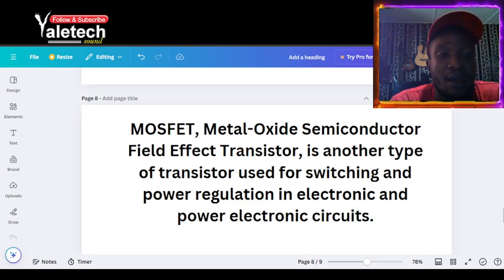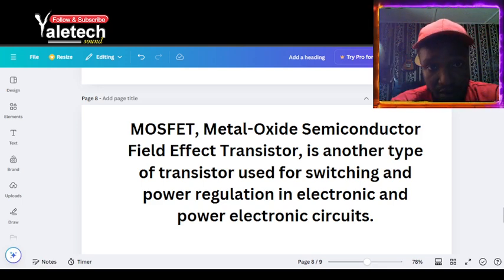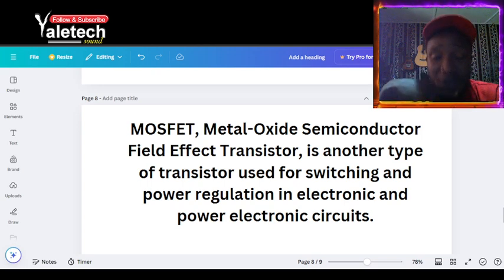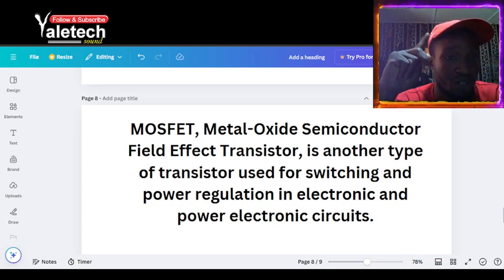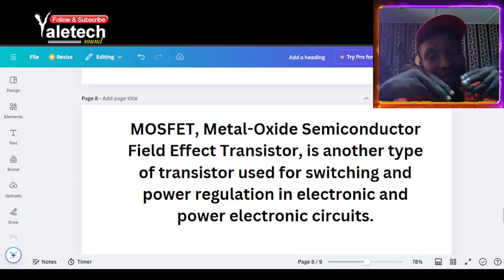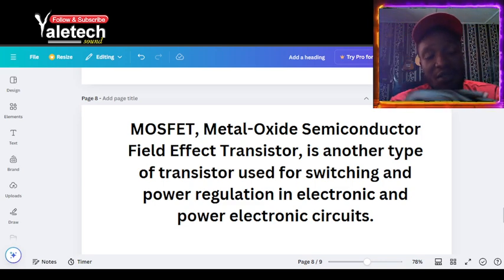Now with MOSFET, you can use it as a switch, also like the normal BJT. You can use it as a switch, and also in power regulation. Yeah, it has more resistance. You can see the difference between that one, which can function in switching and in making amplification systems. But MOSFET can function in switching, in power regulation, and also in power electronic circuits. You can see, it has a little edge over the BJT.